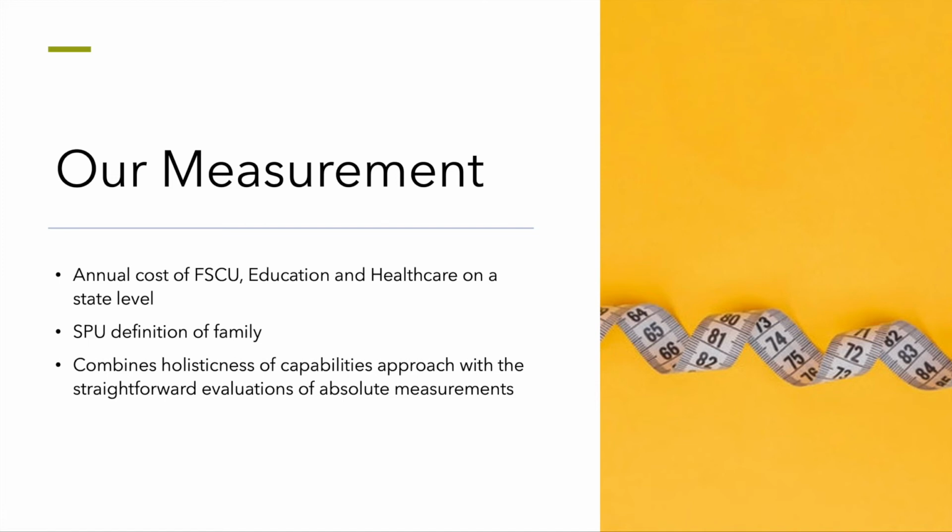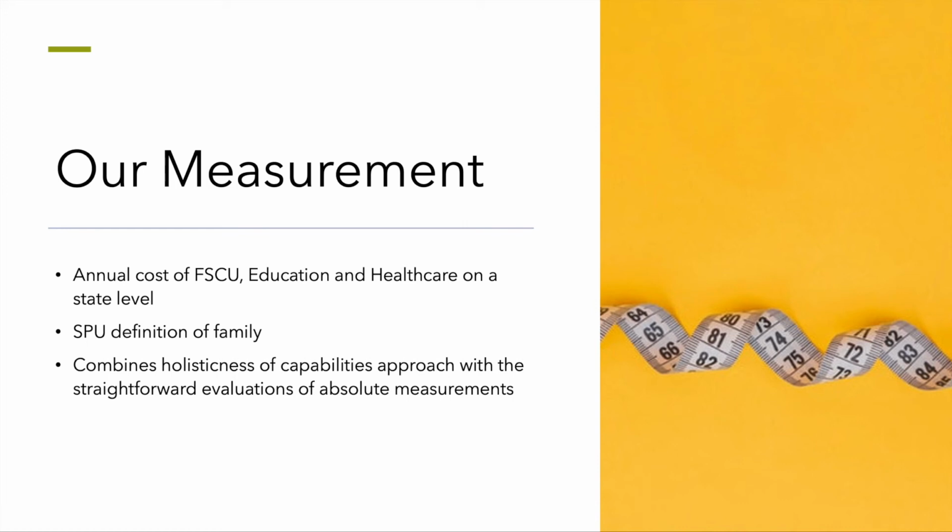Our income threshold factors in the average annual cost of FCSU, healthcare, and education on a state level. It also adapts for family size and composition according to the SPU definition. FCSU costs represent the capability to obtain the bare necessities of living well. We say bare necessities because lacking any of these items would most drastically impact anyone's well-being. That person's whole life would revolve around not having the one essential item.